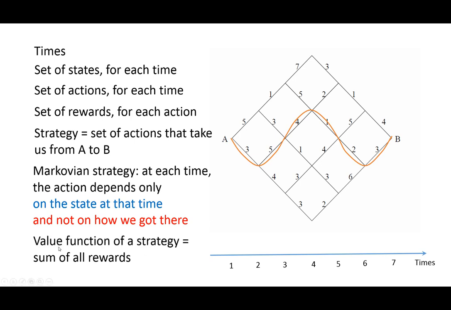And finally, for each strategy we have a value function. This is a sum of all rewards. Okay, like here the sum would be 3 plus 5 plus 4 and so on. This is all about definitions.